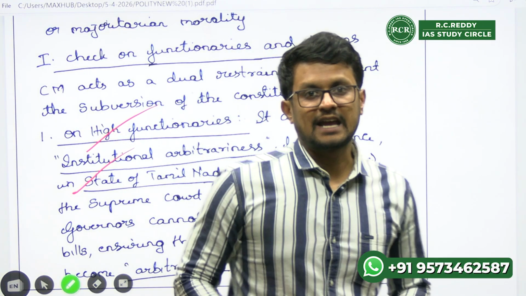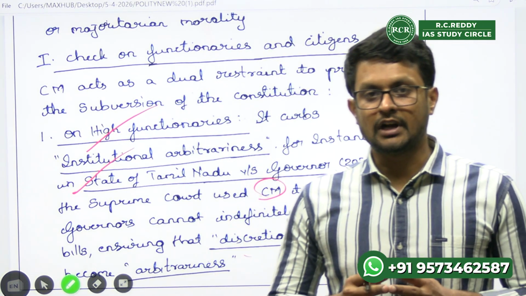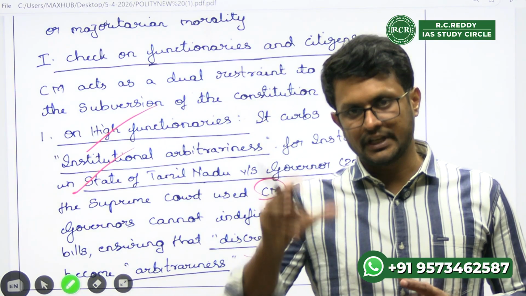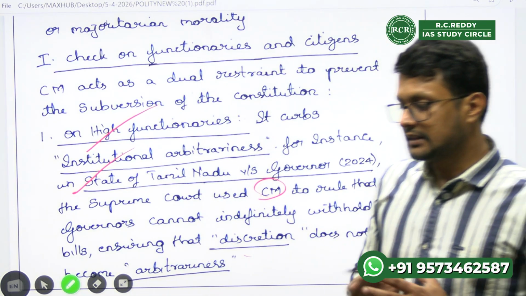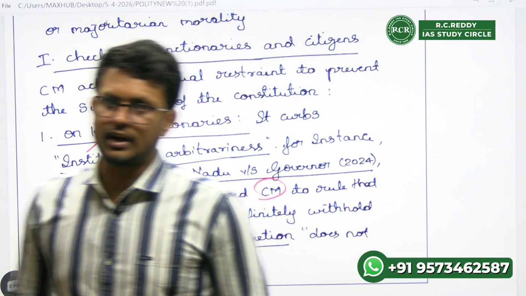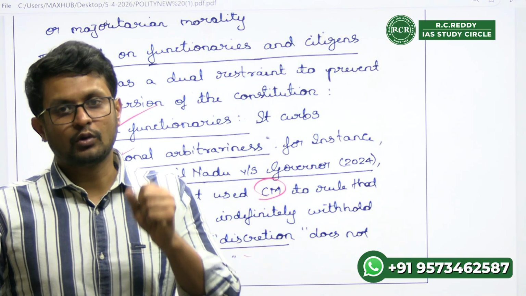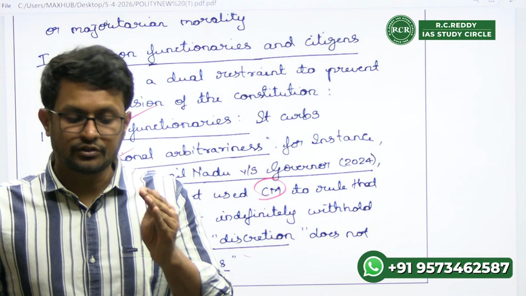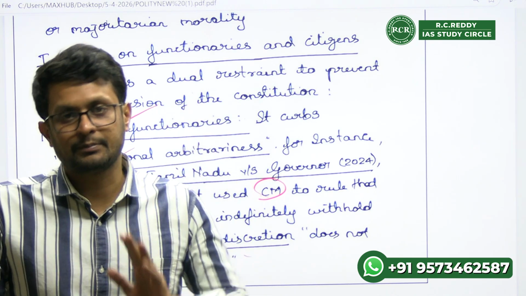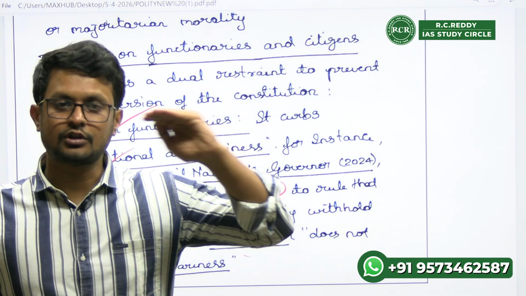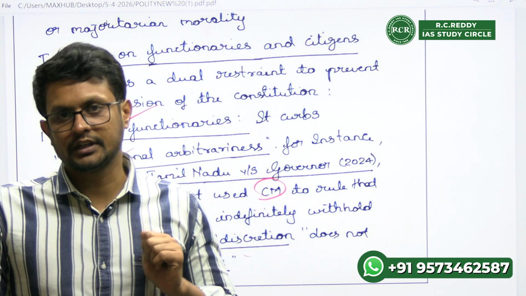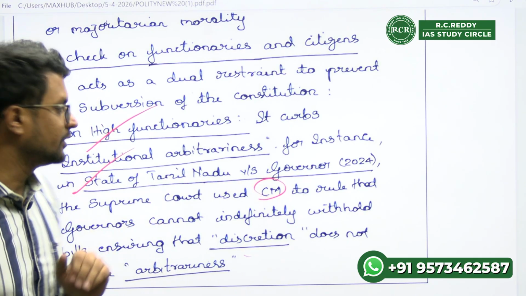So in the case, the Governor of Tamil Nadu was withholding bills for a long period of time. The Supreme Court used constitutional morality to say that governors cannot withhold bills. Such withholding of bills is not just discretion but can lead to arbitrariness also. Hence, it used constitutional morality to cut down on the arbitrariness of the executive here.